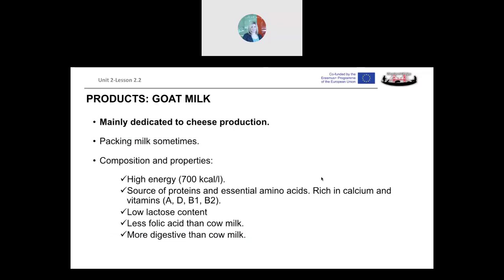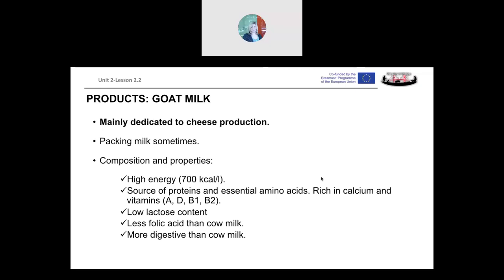About the product that we have in this goat system, the main product is the milk. Usually the milk is dedicated to cheese production. Usually are very demanded. In France, for example, the goat cheeses are very appreciated. Sometimes also we can find liquid milk packaged, but it's not really very demanded.